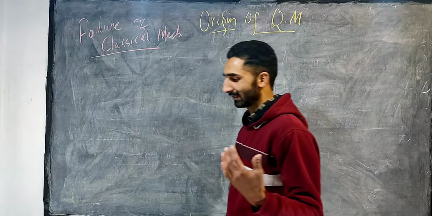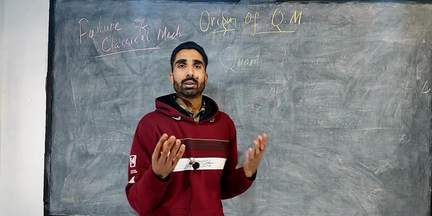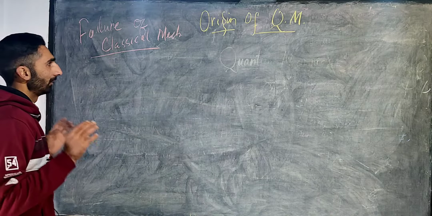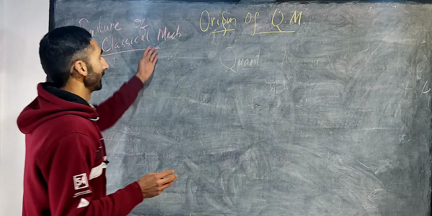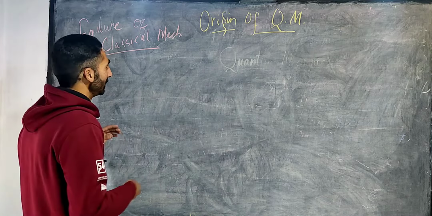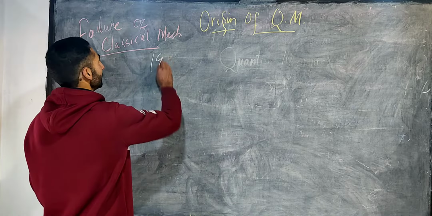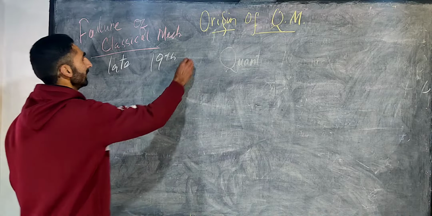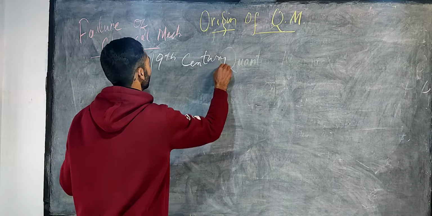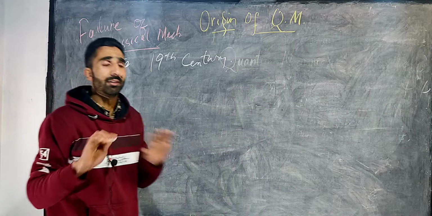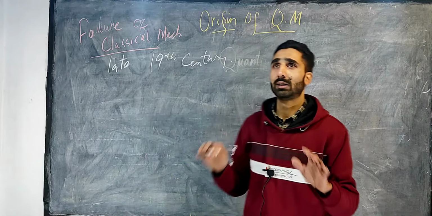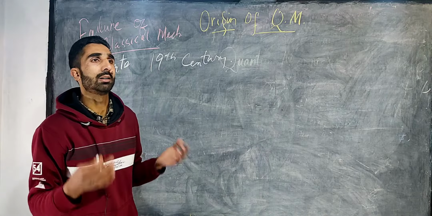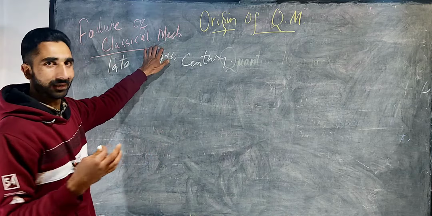So we will discuss how there were certain experiments done by the people which were not explained on the basis of classical mechanics. It was, I think, up till the late 19th century, well established that classical mechanics is the final subject as far as physics is concerned. Everything was thought to be explained on the basis of classical mechanics.